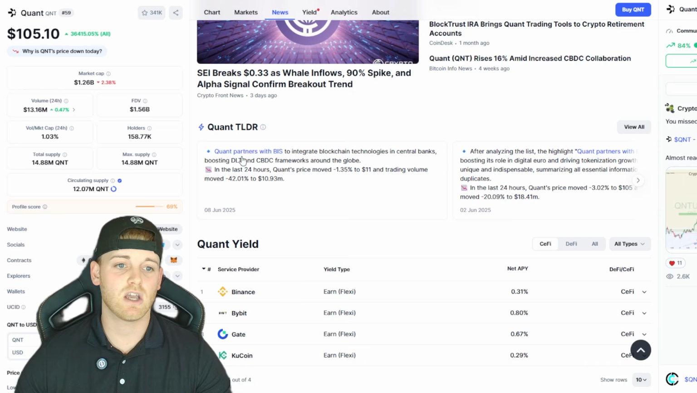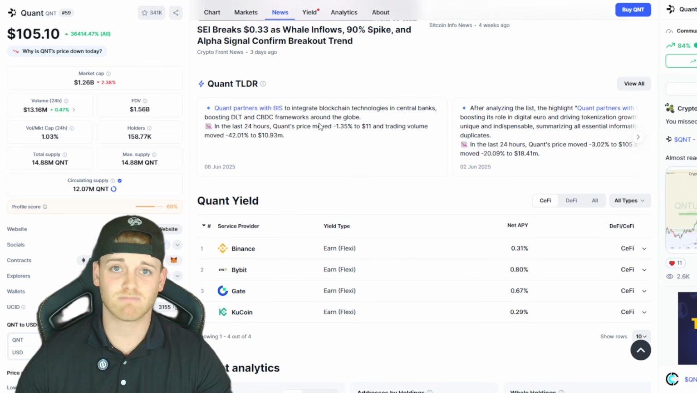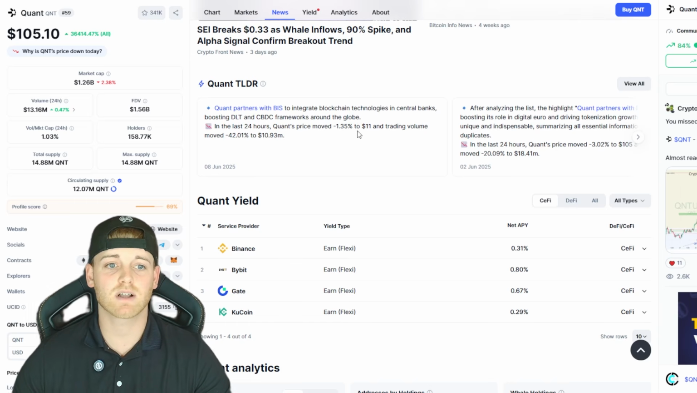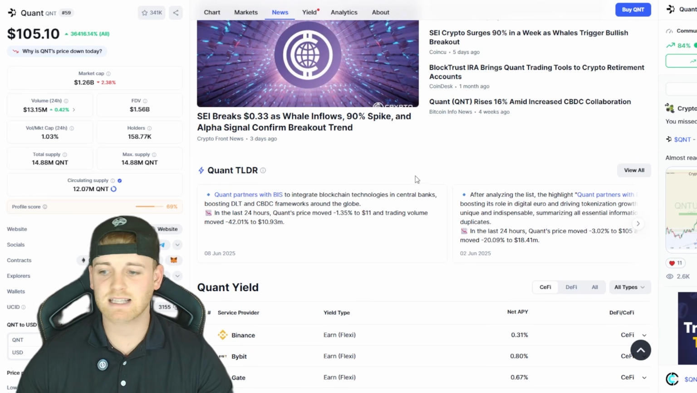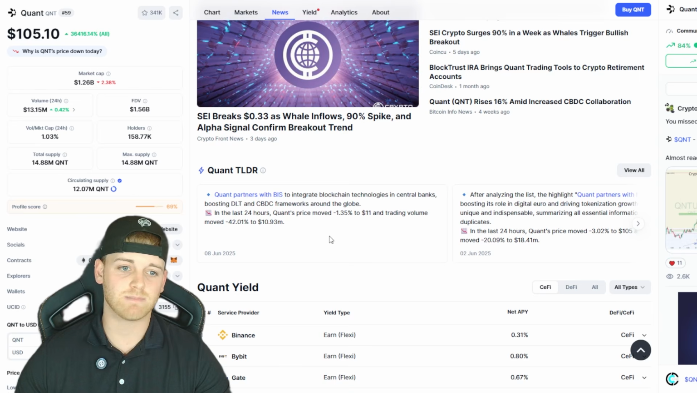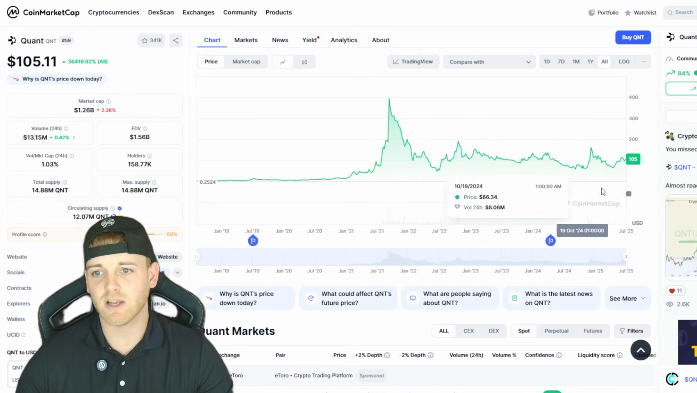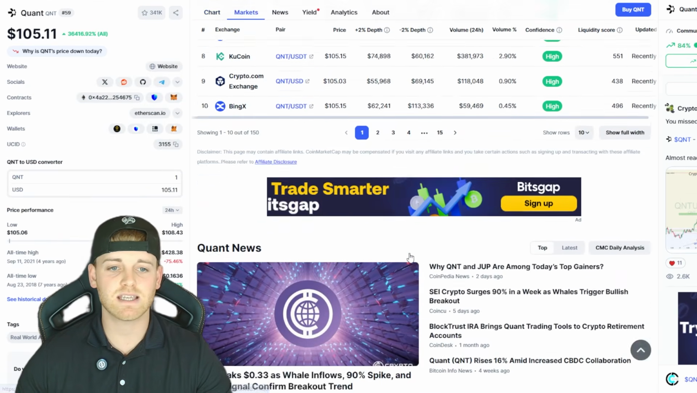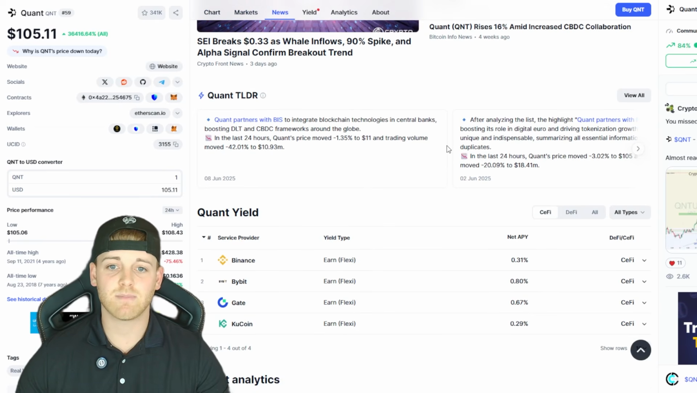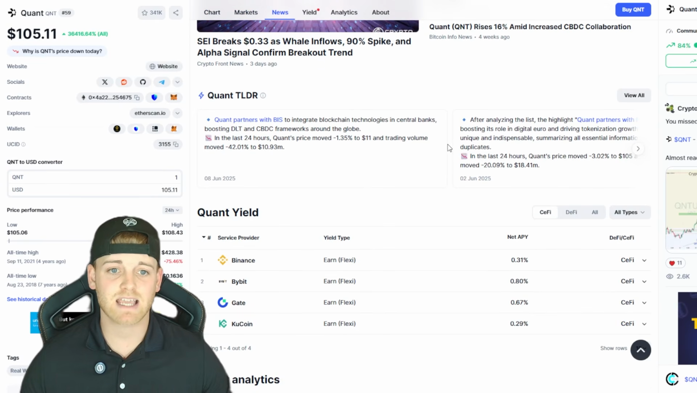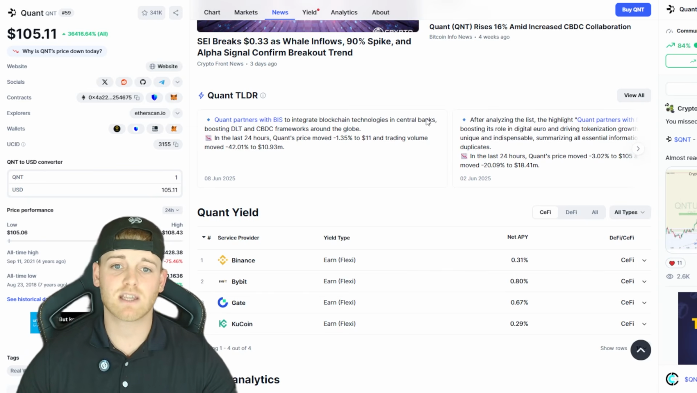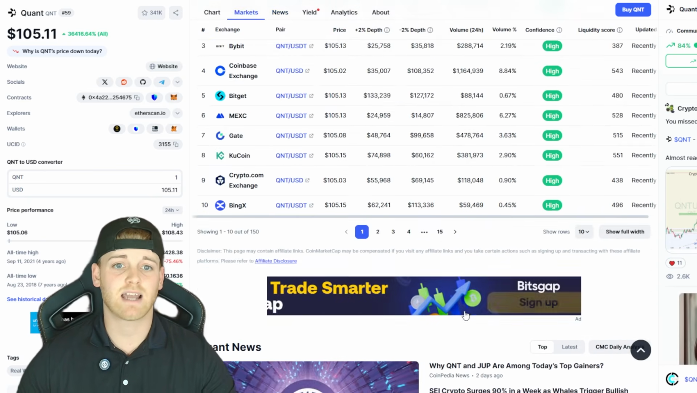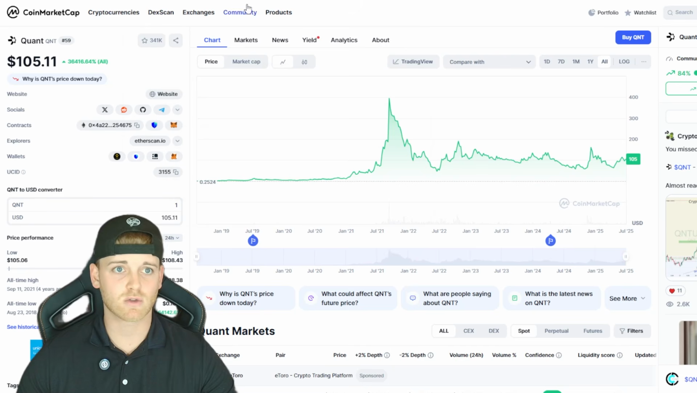And as you can see here, Quant partners with BIS, huge, to integrate blockchain technologies in central banks, boosting DLT and CBDC frameworks around the globe. Right now the price hasn't really reacted to this in the last month or so. It's gone up a little bit, but nothing too crazy here. But if this is really going to be facilitated and these guys really do take the volume of major central banks around the world, this asset could absolutely explode. So that's all the fundamentals covered.